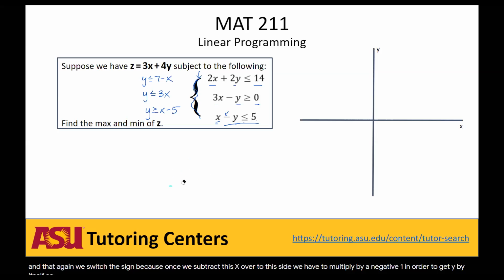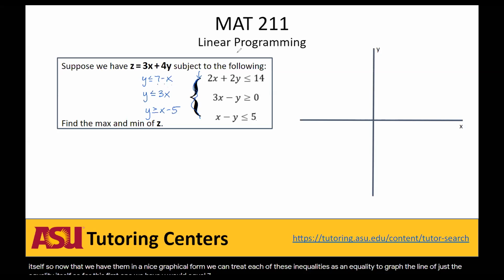So now that we have them in a nice graphable form, we can treat each of these inequalities as an equality to graph the line of just the equality itself. So for this first one, we have y would equal 7 minus x. So if we say that 7's somewhere up here, let's make that a line instead so it's clear it's not a point. 7's up here, that's our intercept, and minus x.